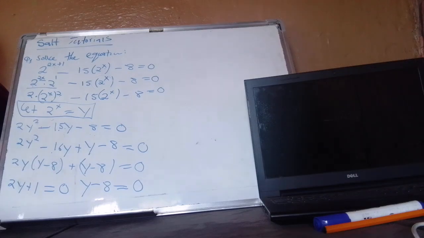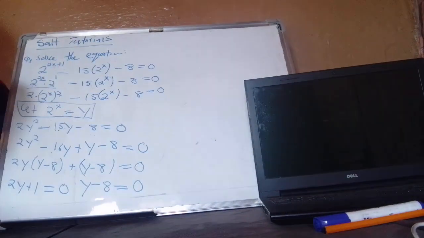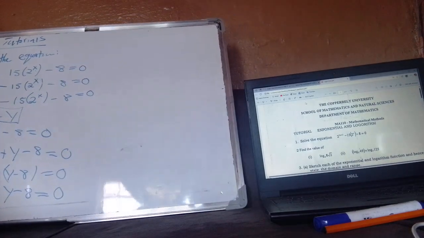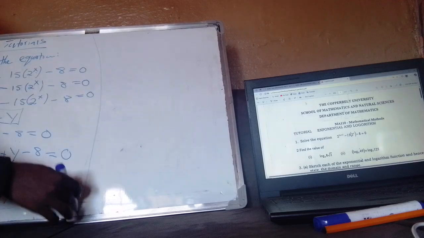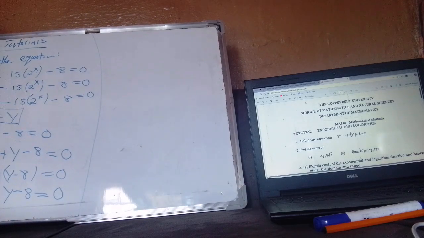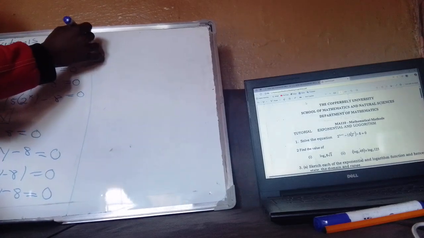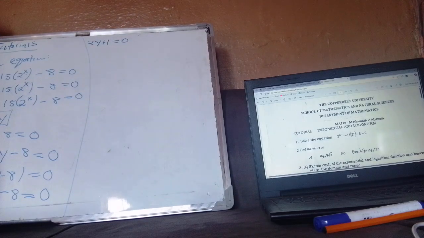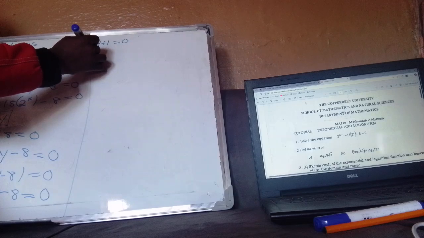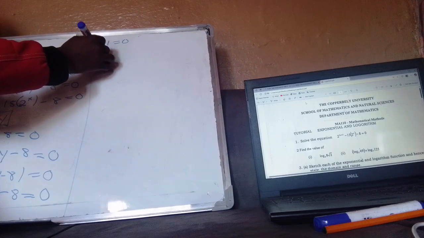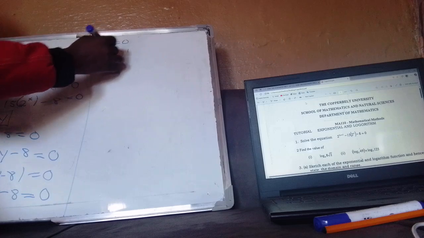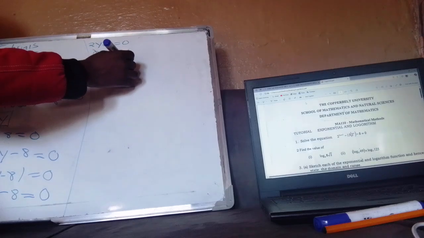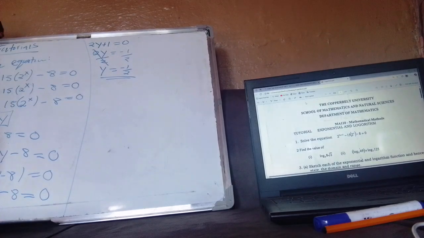Are we okay? So from there, what am I going to have? We are now going to have these two values. So this is what is going to happen now. I'm now going to have 2y plus 1 equal to 0, implying that if I want to find the value of y, this will be 2y is equal to negative 1, over 2 over 2, and the value of y will be equal to negative 1 over 2. This will be my first value of y.